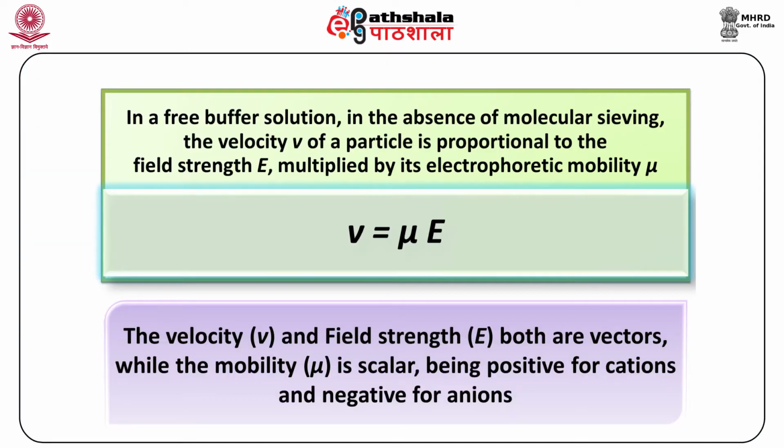In a free buffer solution, in the absence of molecular sieving, the velocity v of a particle is proportional to the field strength E multiplied by its electrophoretic mobility mu. So, that is v equals mu times E. The velocity v and the field strength E are both vectors, while the mobility mu is a scalar, being positive for cations and negative for anions.